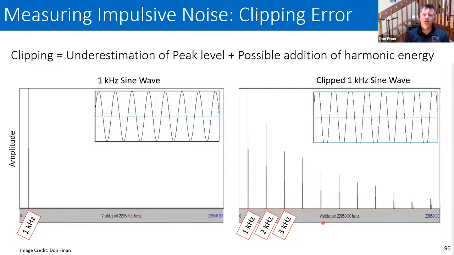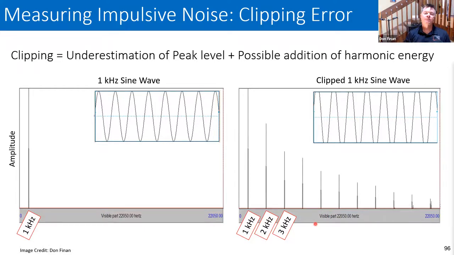Another issue with clipping is, besides clipping the top and the bottom of the signal off, reducing the peak measurement, we can actually add another signal or many signals to the system. What happens with clipping is we can actually produce frequencies that weren't there to start with. This is a sine wave that was not clipped, 1 kilohertz sine wave. This is the amplitude spectrum of the 1 kilohertz sine wave. Here's our waveform. I've clipped it, and if we take a look at that spectrum, here is that 1 kilohertz sine wave. We've also now added in 2 kilohertz, 3 kilohertz, 4 kilohertz. We've added in a series of harmonics above that, and they are now part of the waveform.